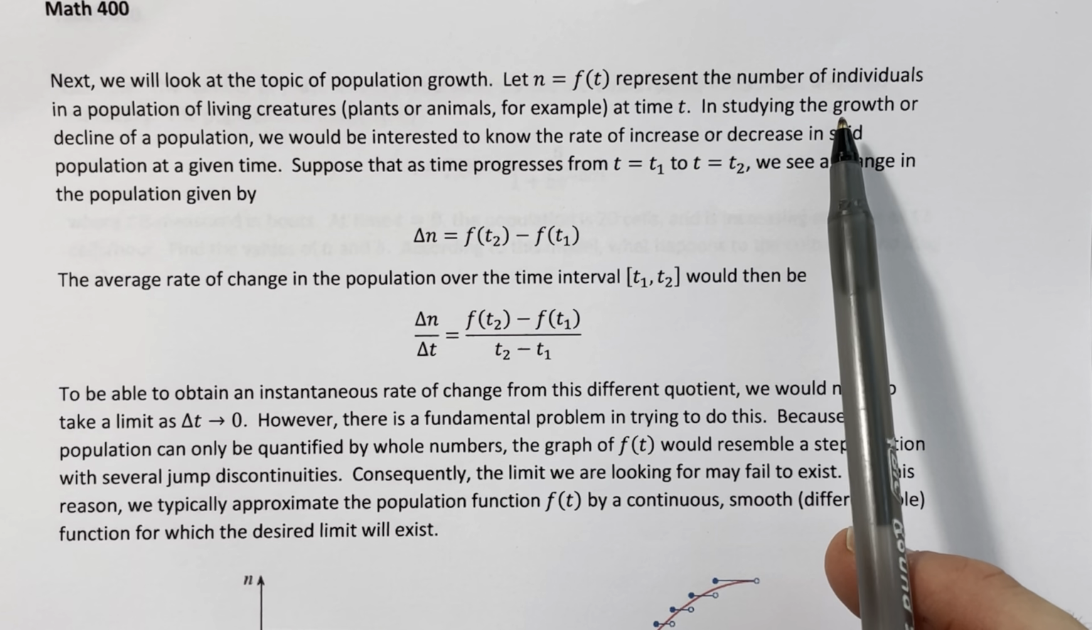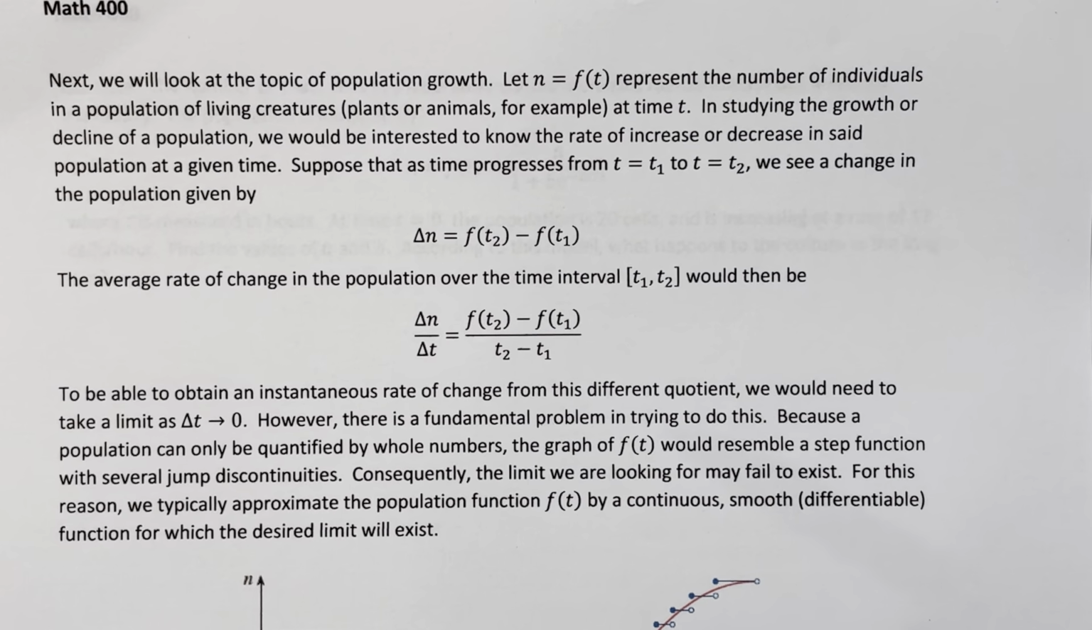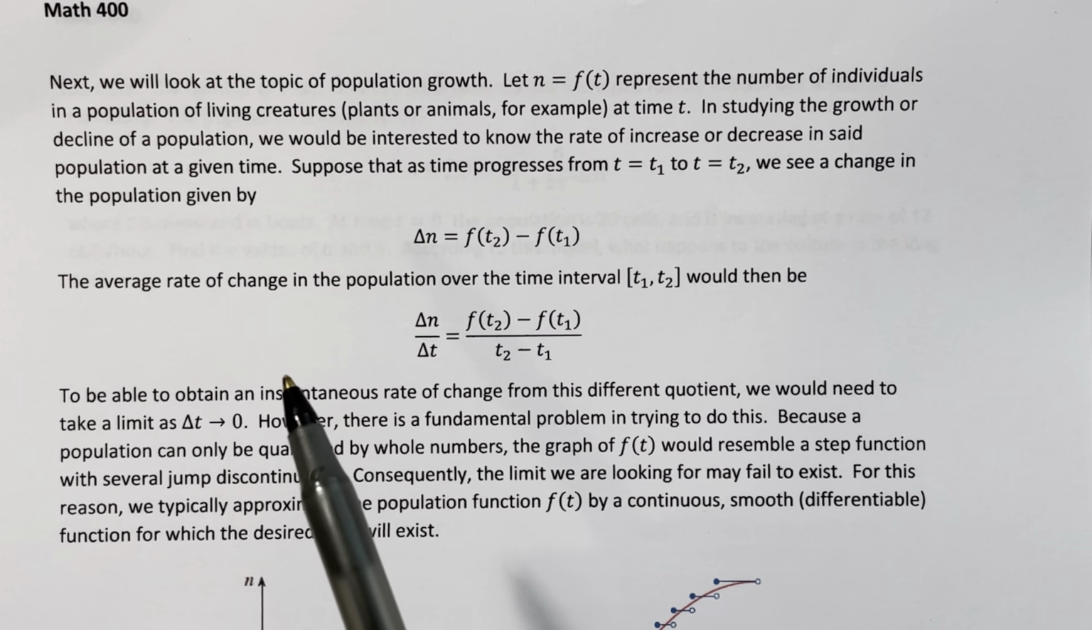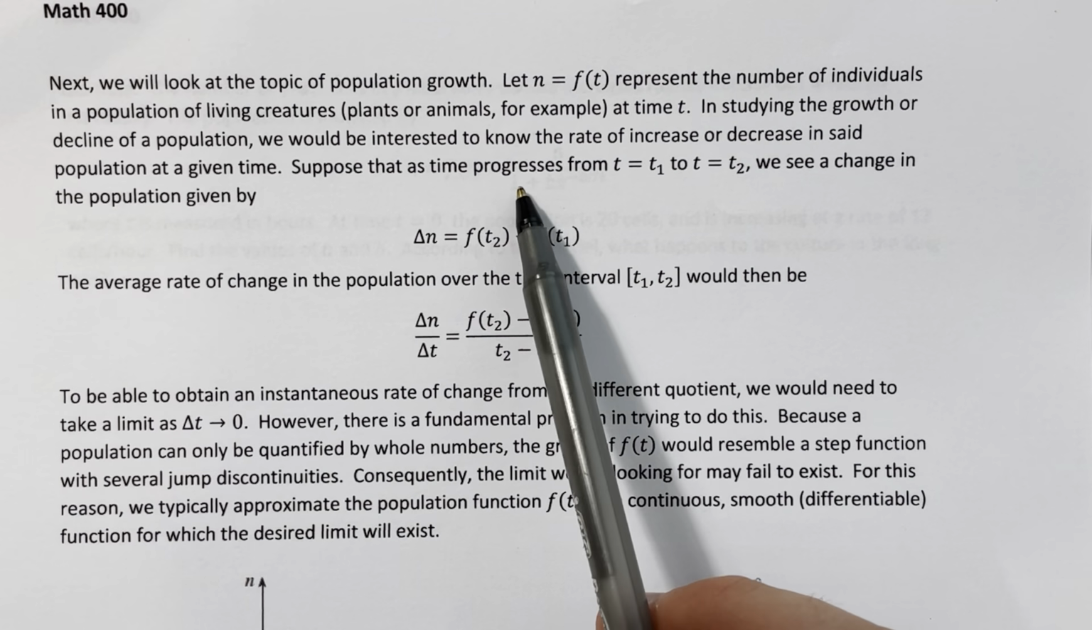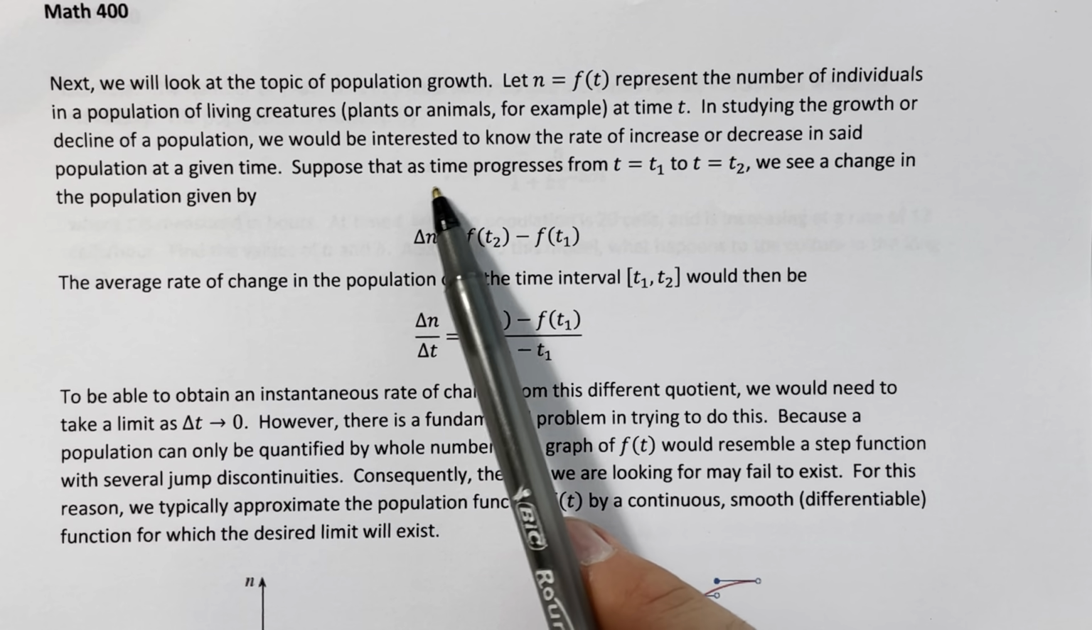Now, when we study the growth or decline of a population of some kind of organism, we're interested in knowing the rate at which the population is growing or shrinking. So the rate of increase or decrease. We're going to look at this in more depth in the next section, but we can start looking at it here.